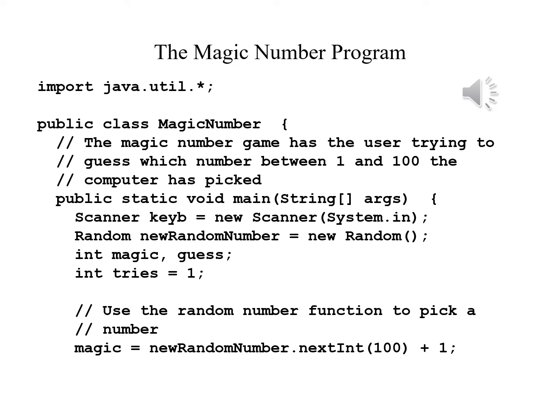Let's begin the game. We begin with a comment: use the random number function to pick a number. magic equals newRandomNumber.nextInt(100) plus 1 semicolon. newRandomNumber is the name of the object, and the method that we are using that belongs to it is nextInt. This is how we know the difference between reading in a number from the keyboard that's an integer and getting a random integer number to use in the program.